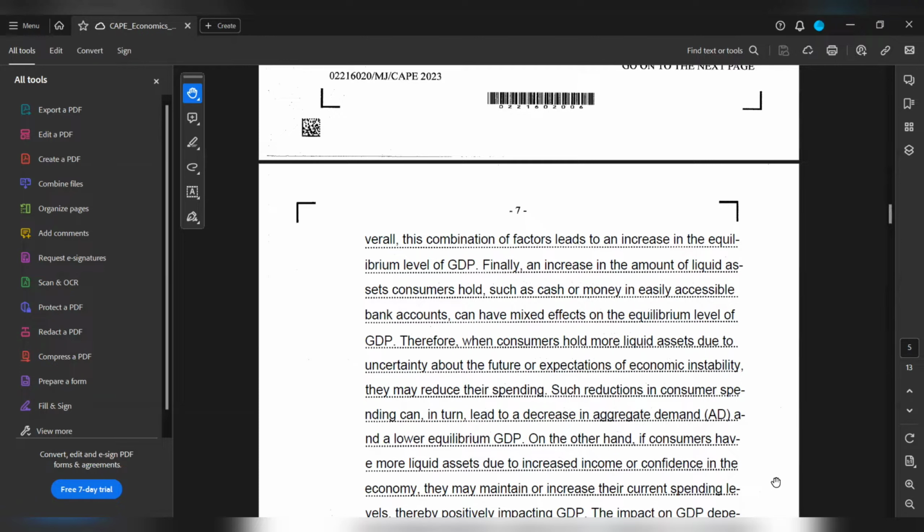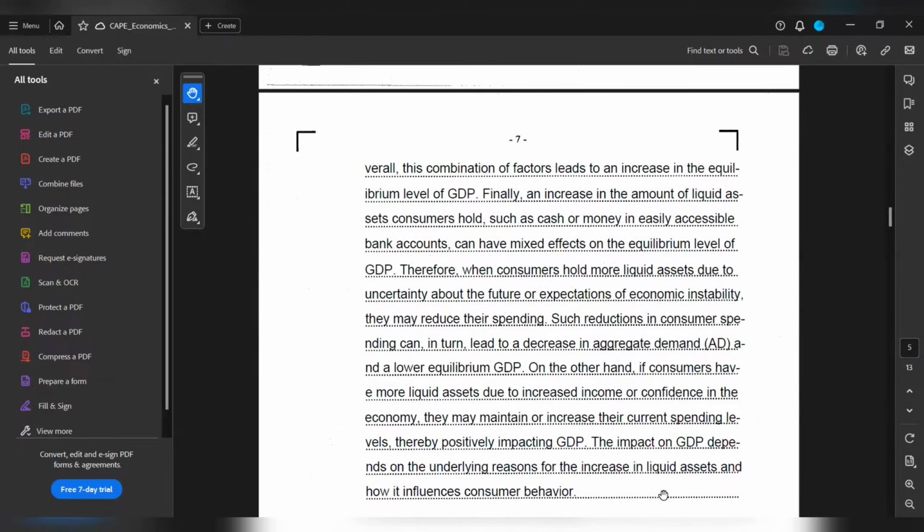Therefore, when consumers hold more liquid assets due to uncertainty about the future or expectations of economic instability, they may reduce their spending. Such a reduction in consumer spending can in turn lead to a decrease in aggregate demand and a lower equilibrium GDP. On the other hand, if consumers have more liquid assets due to increased income or confidence in the economy, they may maintain or increase their current spending levels, thereby positively impacting GDP.